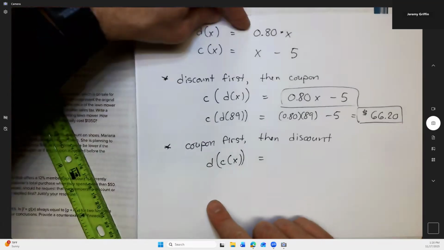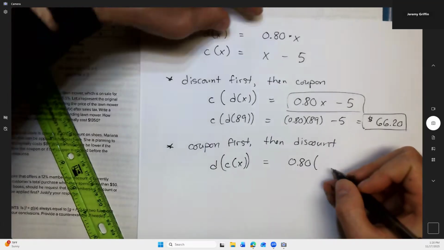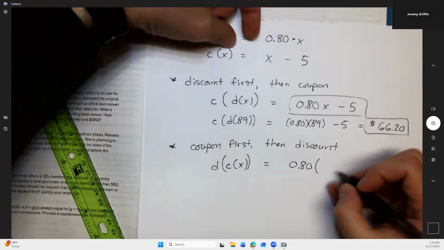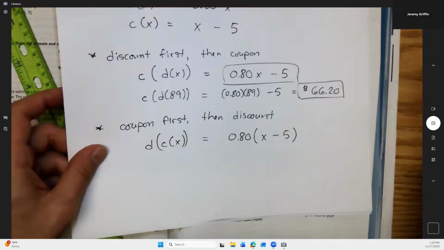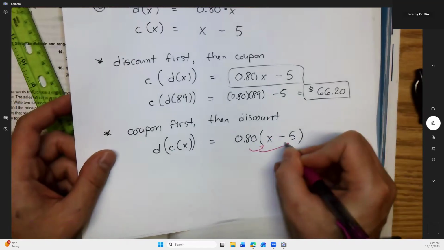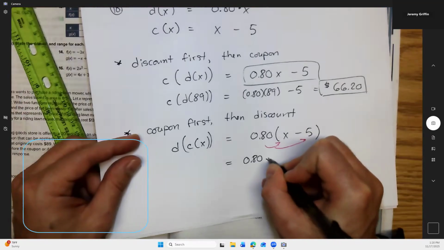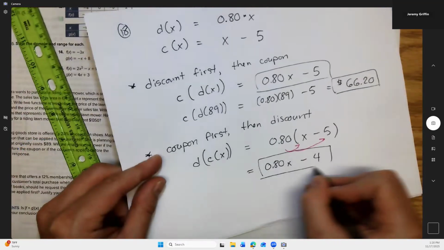So what's that going to be? Well, the discount is 80% of something. So 0.80 of something, but that something is not the price anymore. Because if you apply the coupon first, it's the store price minus $5 because she already applied the coupon. Okay? Now you can clean this up by distributing the 0.80, right? So that'd be 0.80x minus, and 4/5 of 5 is 4. Huh. Look at that.